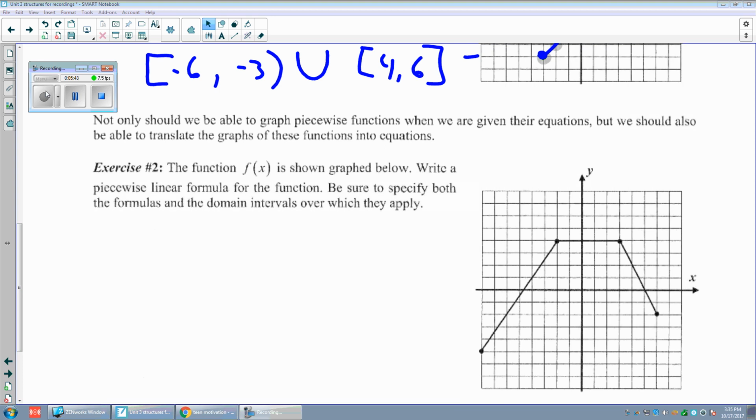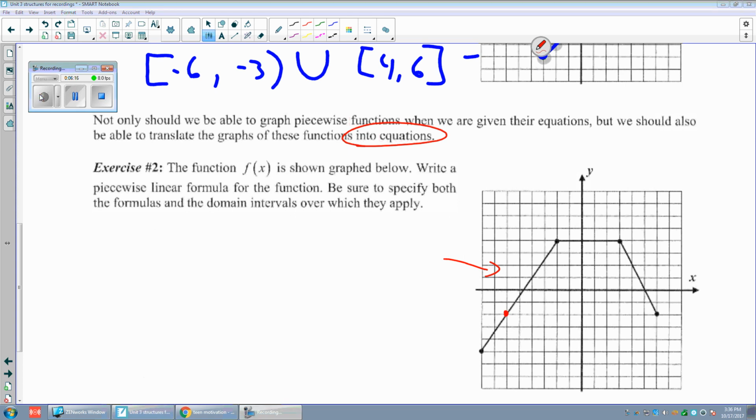Okay, just because we made a graph doesn't mean we're done. You should be able to take the graph and write it into the equations. Take that one. The function f of x is shown in the graph below. Write a piecewise linear formula for the function. Be sure to specify both the formulas and the domain intervals over which they apply.